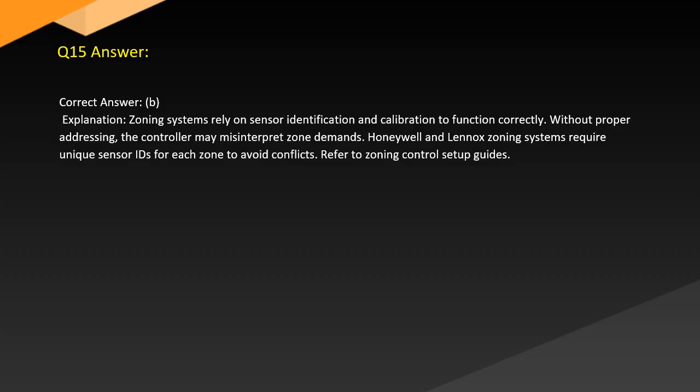Answer. Correct answer: B. Explanation. Zoning systems rely on sensor identification and calibration to function correctly. Without proper addressing, the controller may misinterpret zone demands. Honeywell and Lennox zoning systems require unique sensor IDs for each zone to avoid conflicts. Refer to zoning control setup guides.